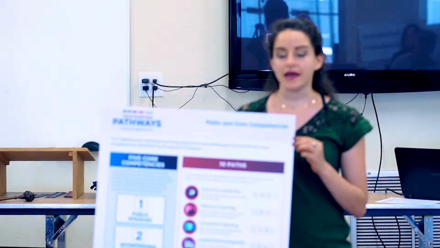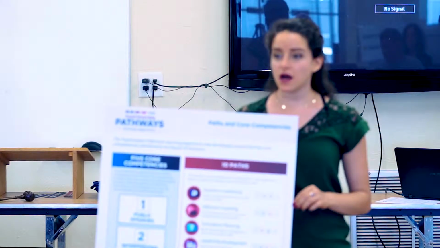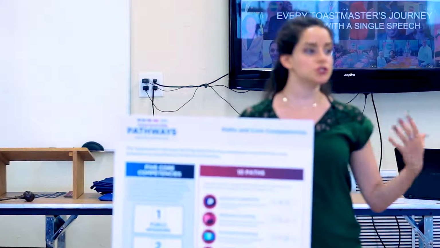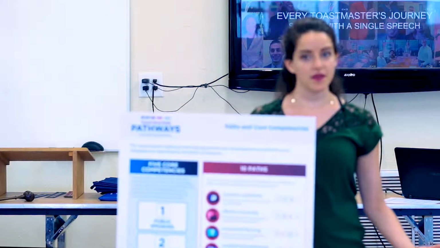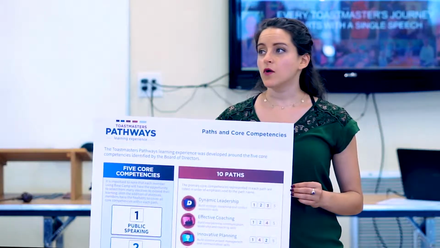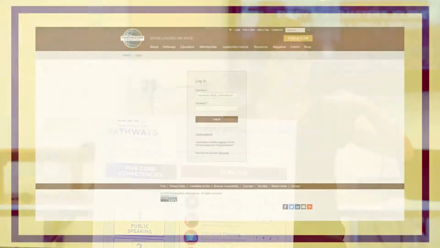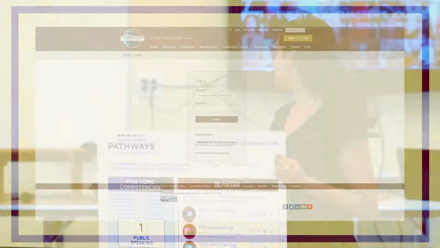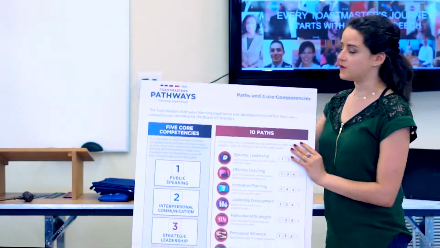Toastmasters.org. And at Toastmasters.org, if you haven't logged in there yet, you're going to need to reset your password. So you'll go into that website, you'll type in your username, and then you'll say reset password. And it will send you an email where you can choose your password for the first time. Once you've gotten that email, what you'll do is type in your username and then your password, and you'll be able to log into the Toastmasters International website, which I have displayed right here.